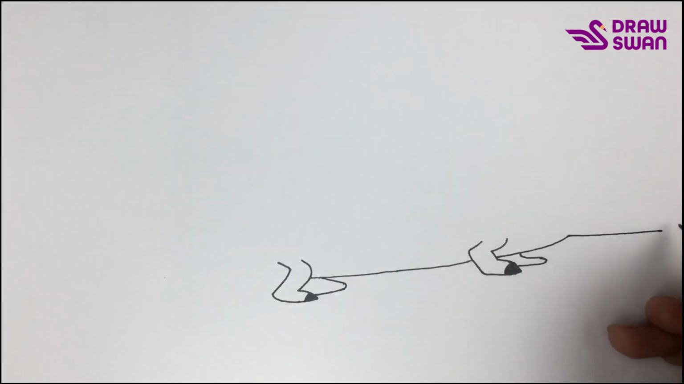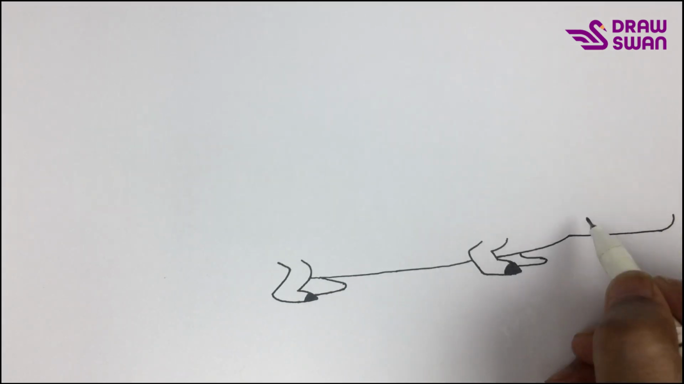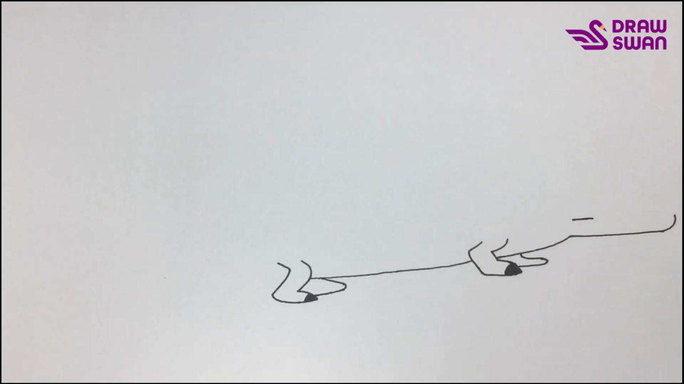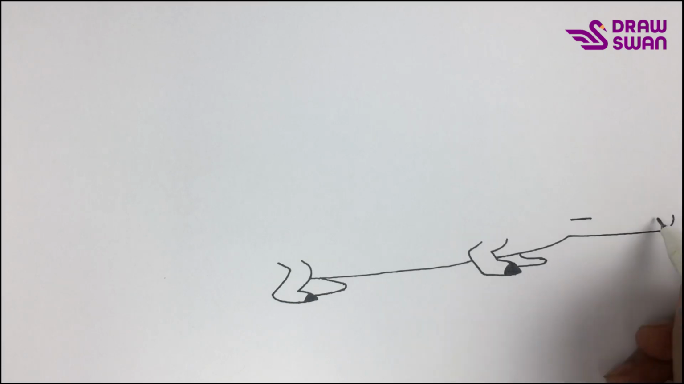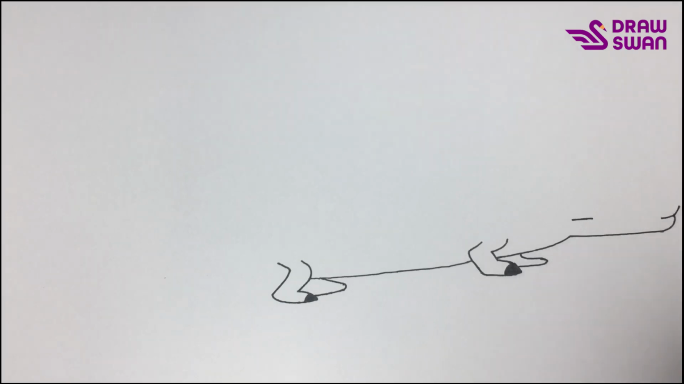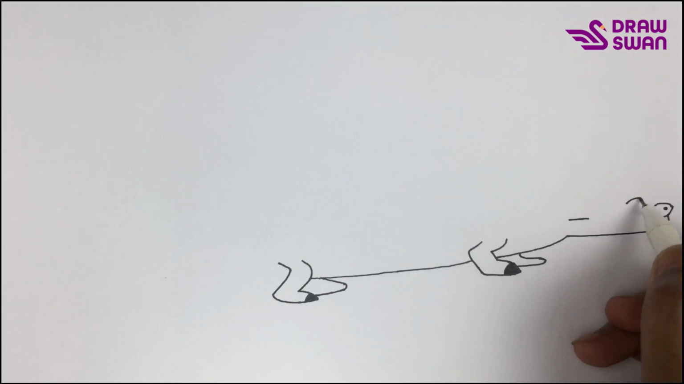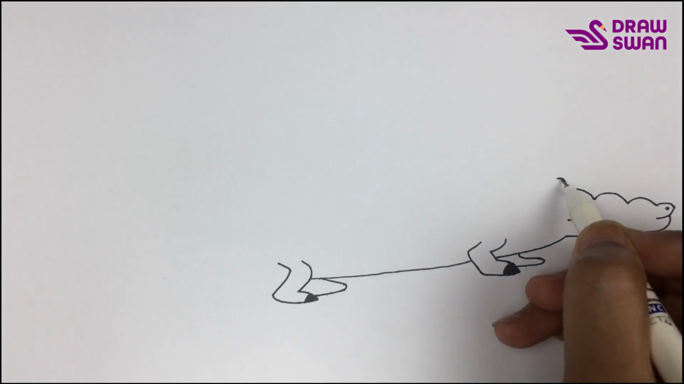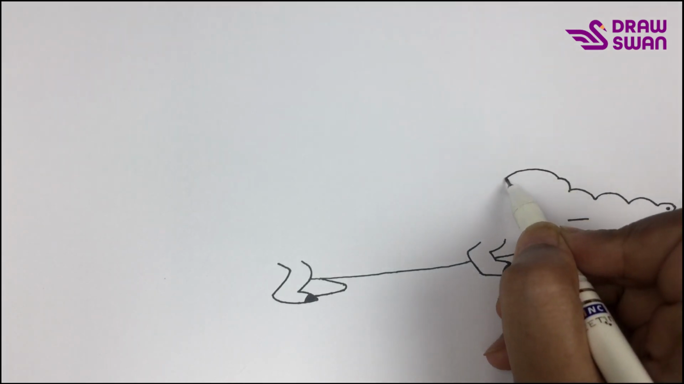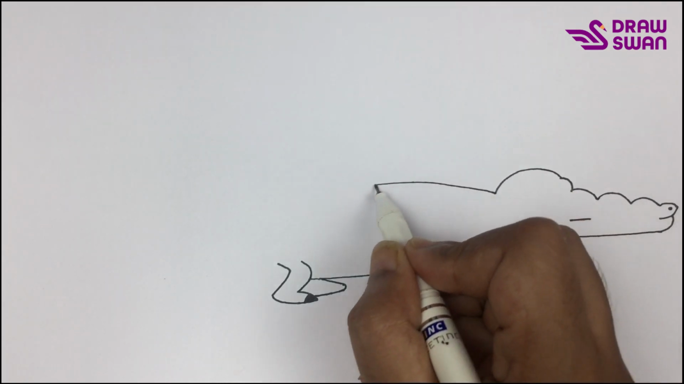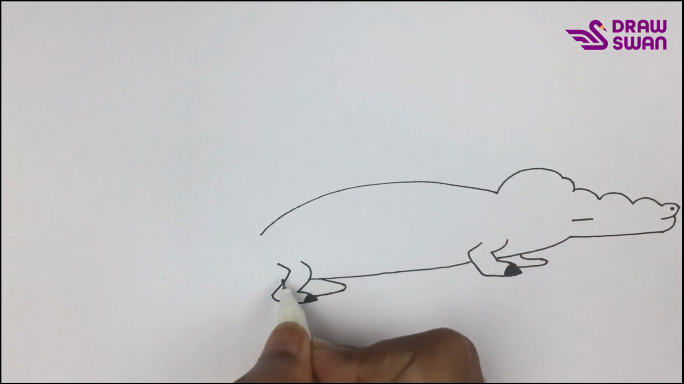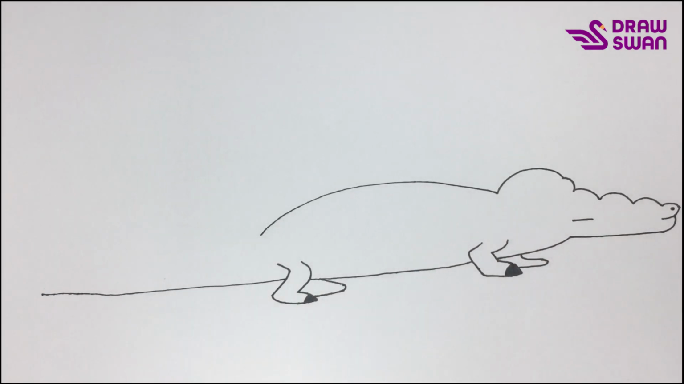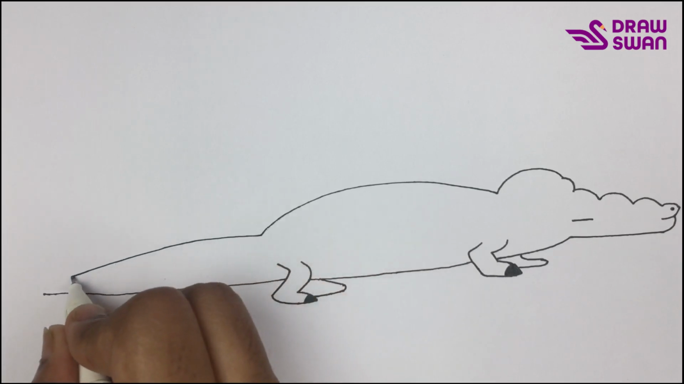Here's its big mouth. Wavy. Here's its head. This is the back of the crocodile. Now let's draw its long tail.